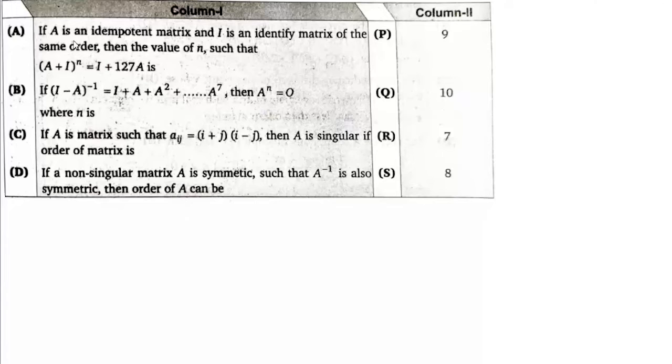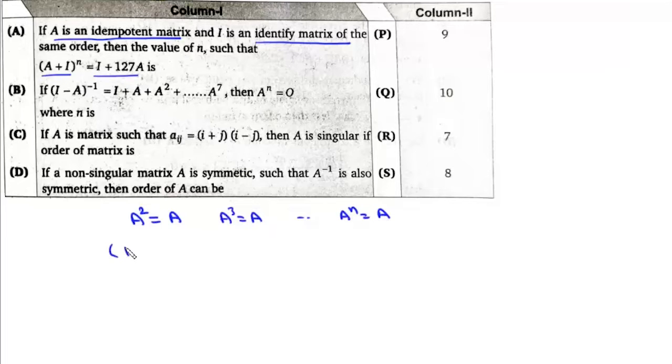Now the question is, if A is an idempotent matrix and I is an identity matrix of the same order, then the value of n such that (A plus I) to the power n is I plus 127A is. Now if A is idempotent, it simply means that A square equals A. Now A cube will be again A square, again it'll be A. So any power of A which is greater than 2 will always be A.